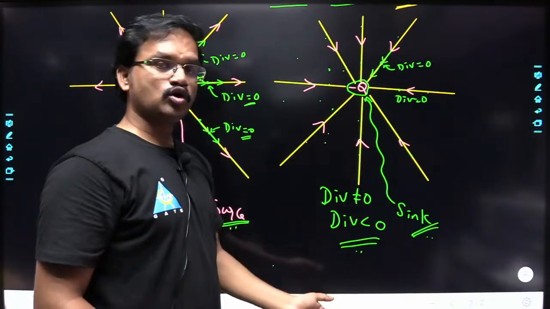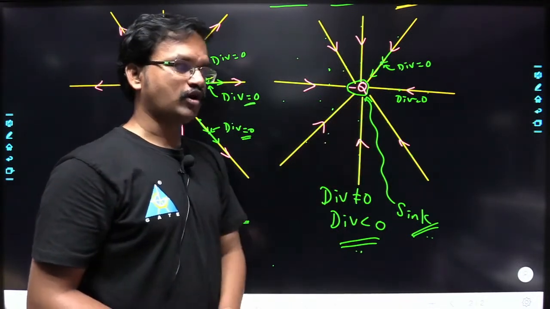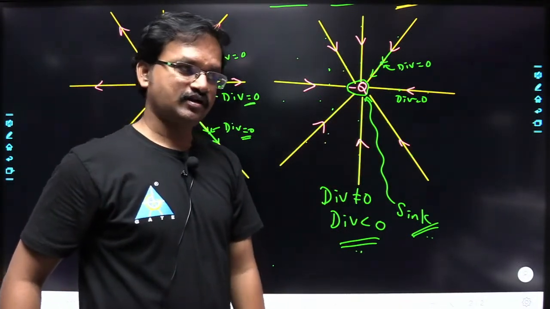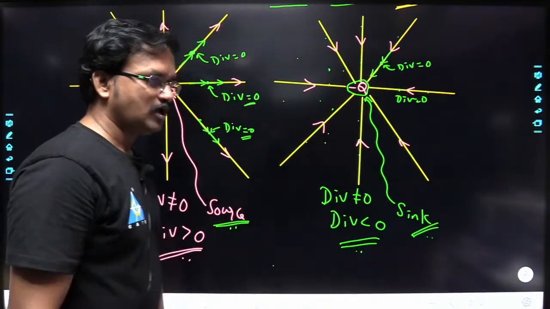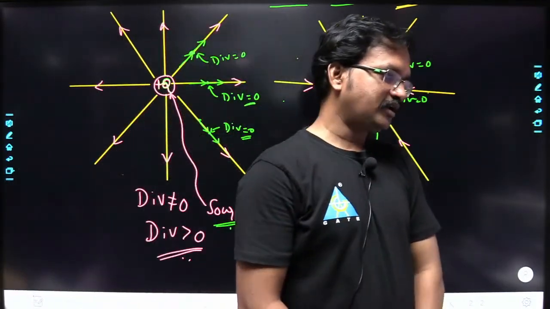And it is not equal to 0 exactly at the location of the sink. Right? Yes or no here? So is this point clear here?